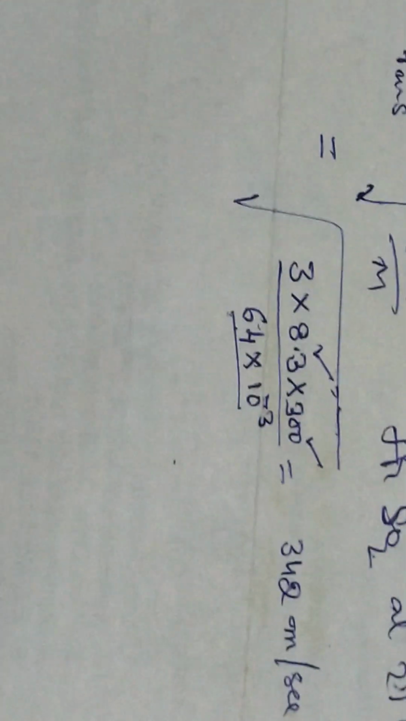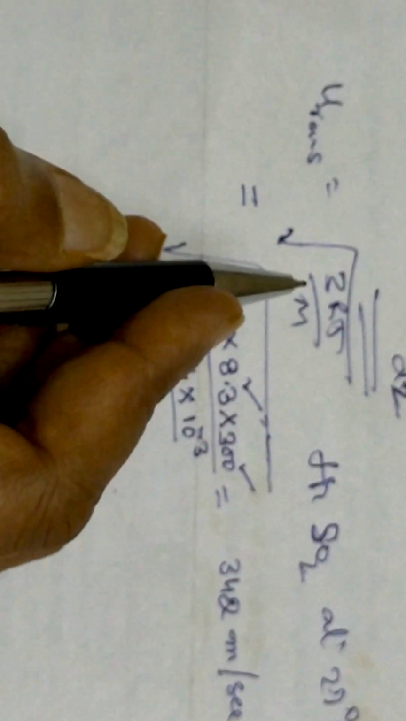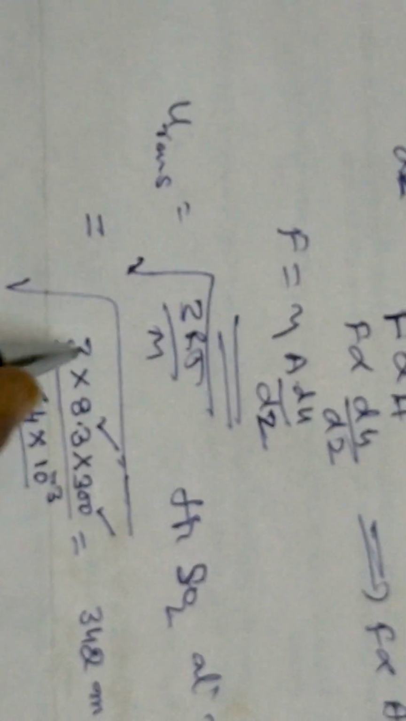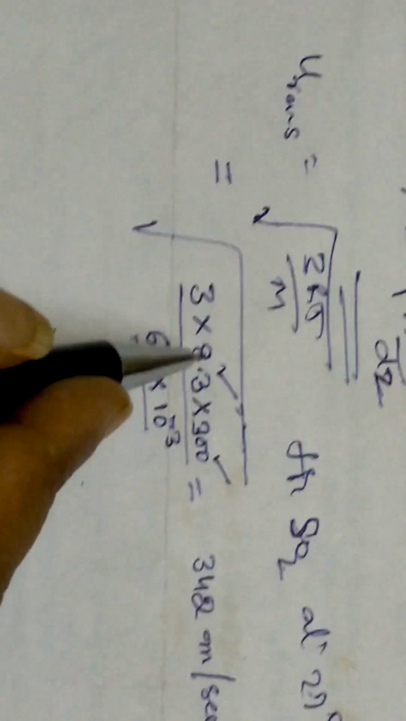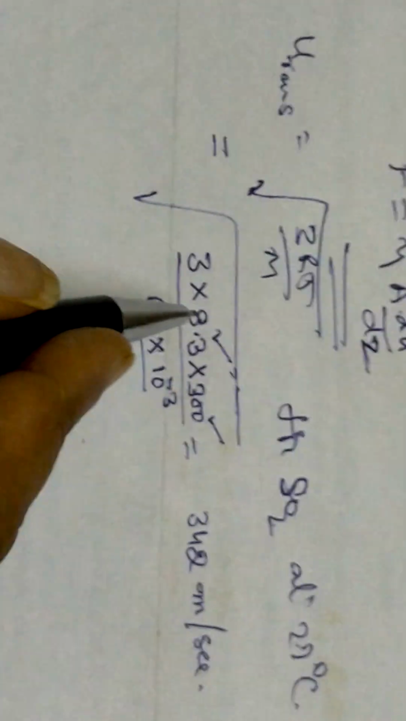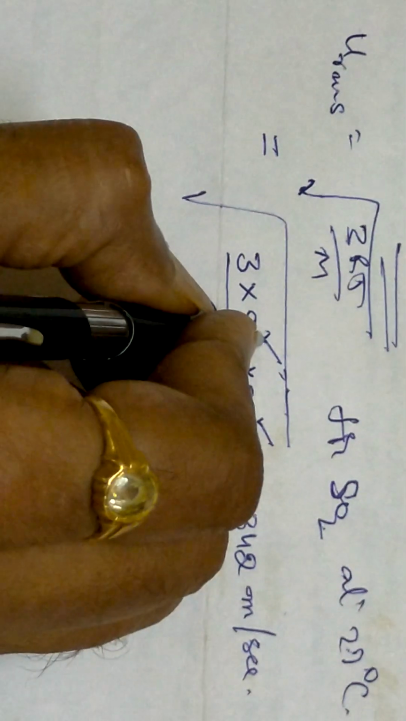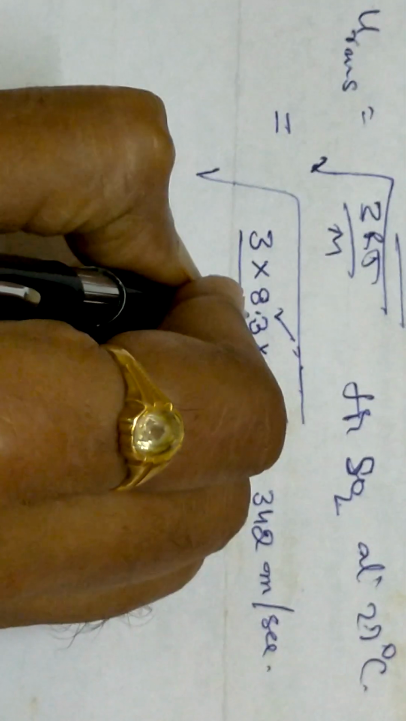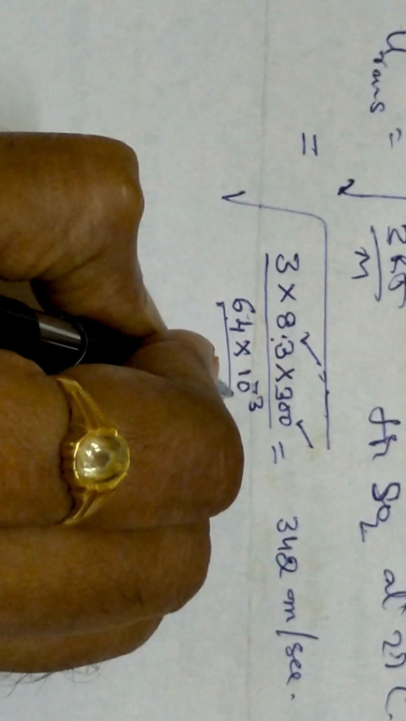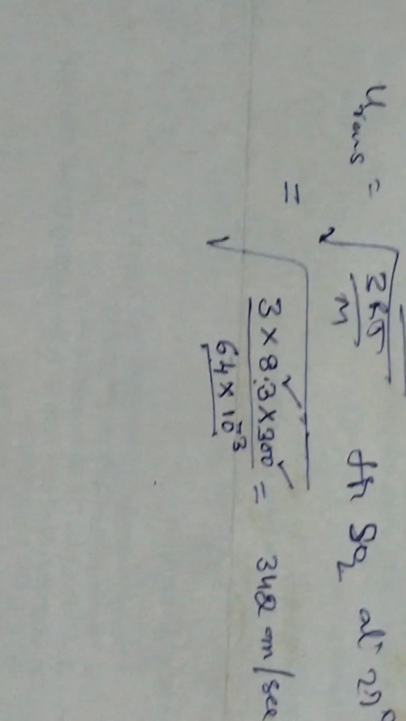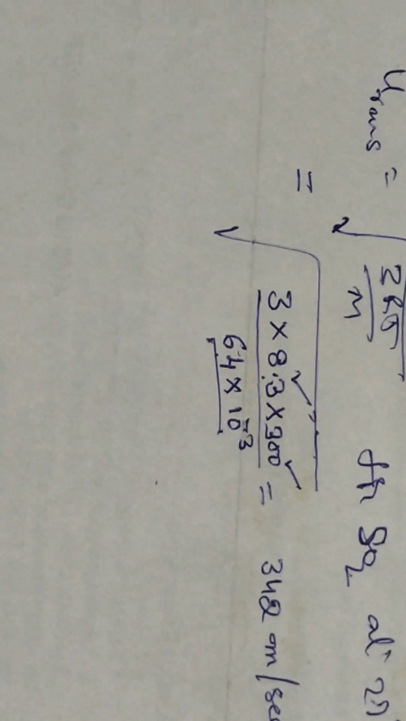The average velocity is easy. The other formulas are square root of 2RT by m, and square root of 8RT by pi m. Nothing much to be discussed, but the only thing is R should be in joules and M should be in kg. Okay, thank you. Tomorrow we will see some more.